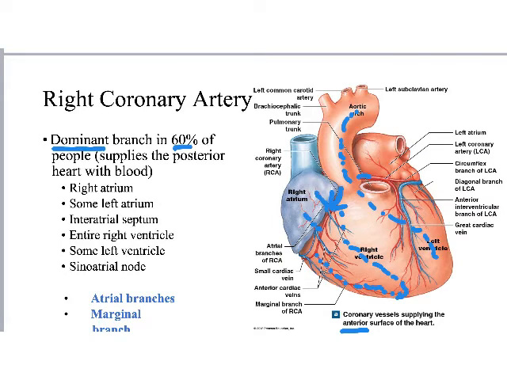So the right atrium is going to be fed from the right coronary artery, a little bit of the left atrium, we'll see, the interatrial septum, pretty much the entire right ventricle, a little bit of the left ventricle we'll see when we look posteriorly, and the sinoatrial node, or what we call the SA node. We'll talk more about that later, but that's important for the beating of the heart.